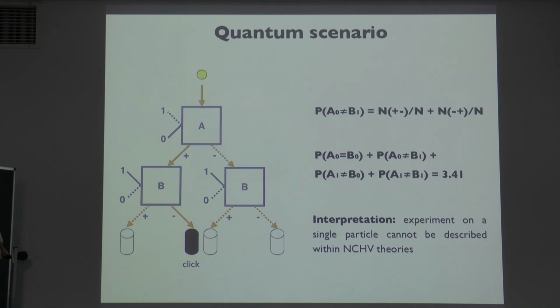And then the interpretation of this is that the experiment is not describable within this non-contextual hidden variable. Okay, so this is a non-contextual hidden variable theory. Yes.